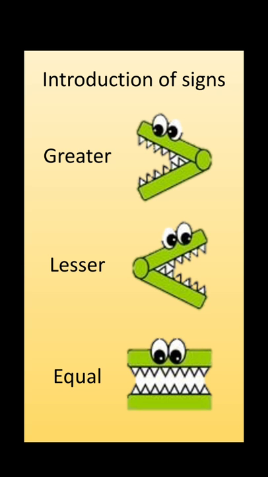But now look at the first sign. First symbol is of the greater symbol. We can use this sign, this symbol, for the greater quantity, greater number. Second symbol we can use for lesser quantity, lesser number. And now look at the third one. This is the equal sign.